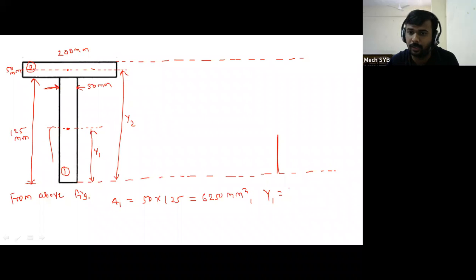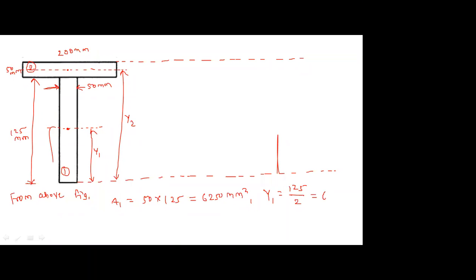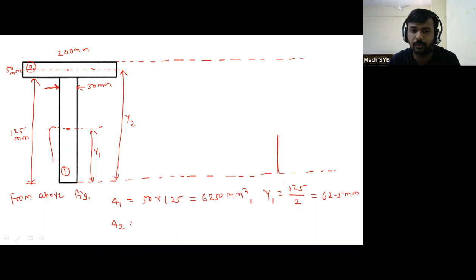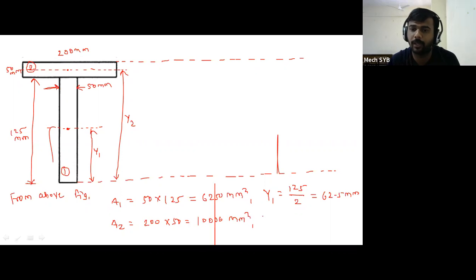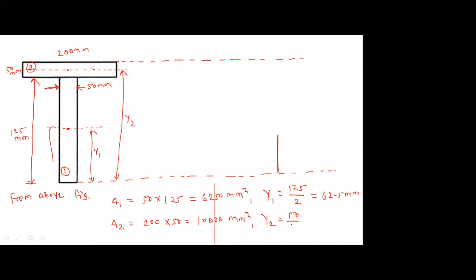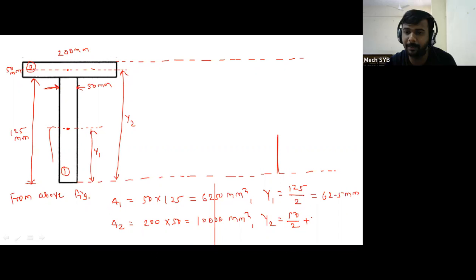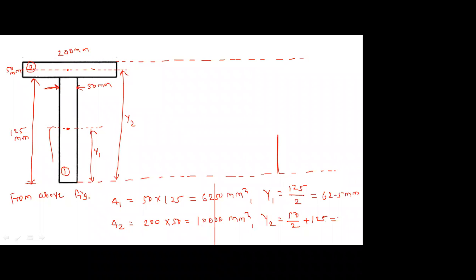What is the y1 distance for section 1? y1 is equal to 125 divided by 2. What is that answer? 62.5 mm. Then a2 is equal to 200 into 50, which is 10,000 mm square. y2 is equal to 50 divided by 2 plus the remaining distance. What is the remaining distance? 125.